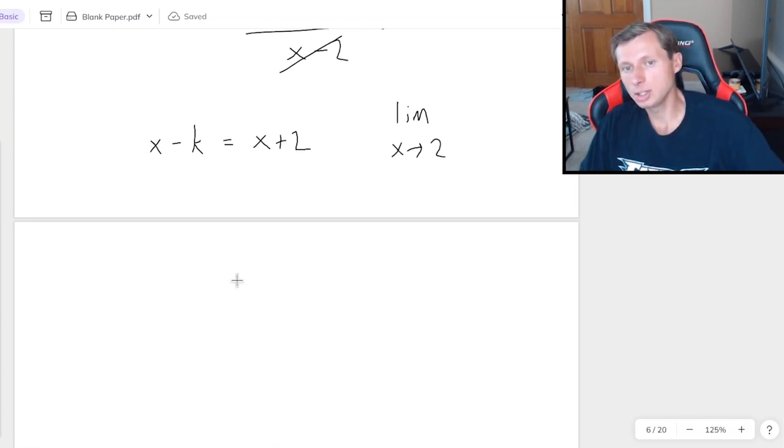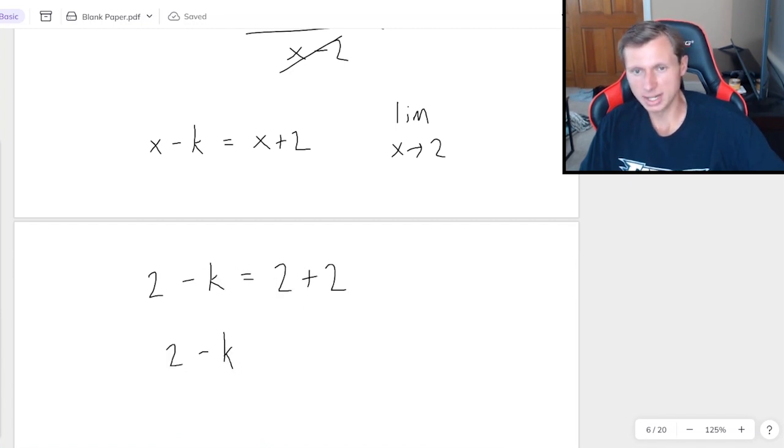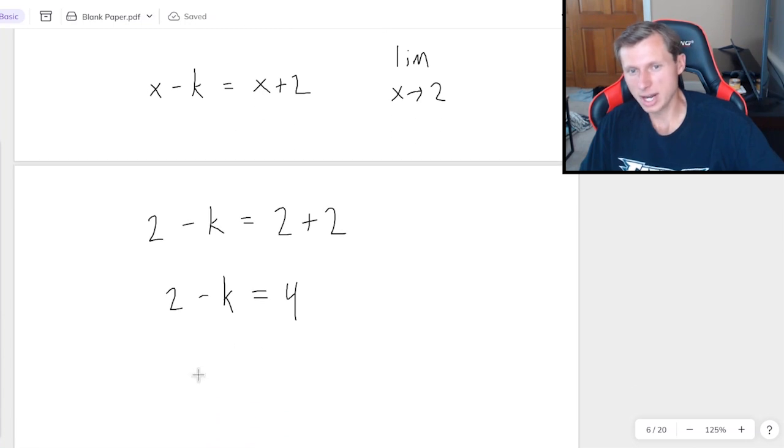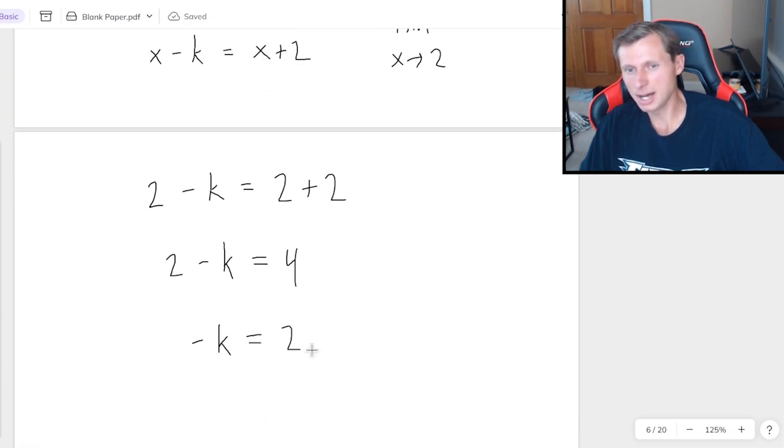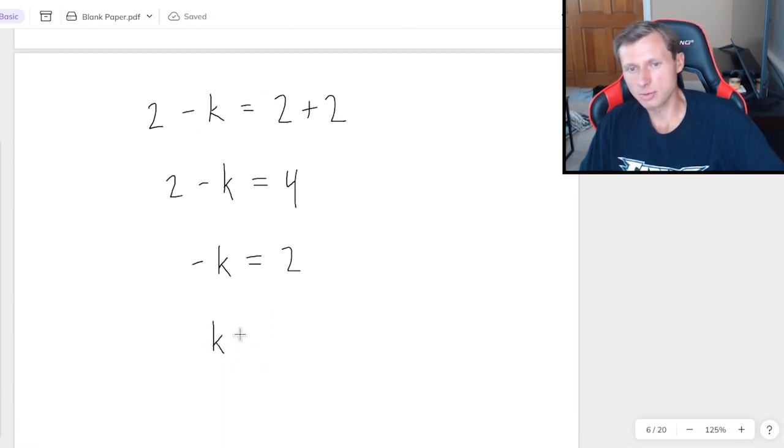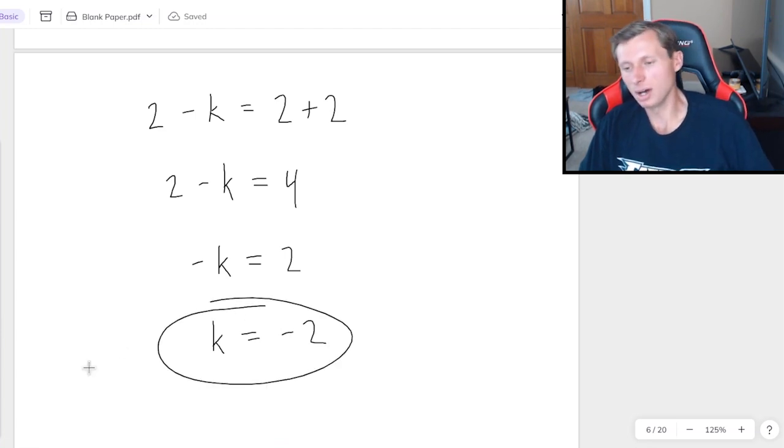So now I'm plugging in 2 for x. 2 minus k equals 2 plus 2. So in other words, 2 minus k equals 4. Subtract 2, negative k equals positive 2, which means the correct value of k has to be negative 2. And there we go. That's how we solve problems like that.